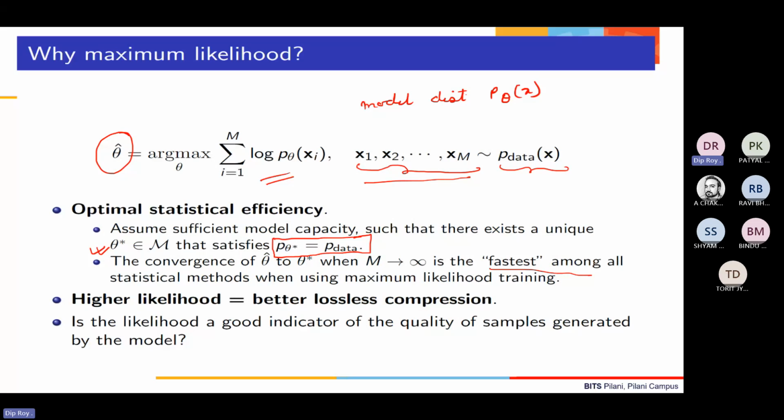So as the number of samples goes towards infinity, meaning you have an infinite number of samples, your theta hat tends towards theta star. This is no longer an approximation, but an exact measure. And the rate of convergence is optimal.